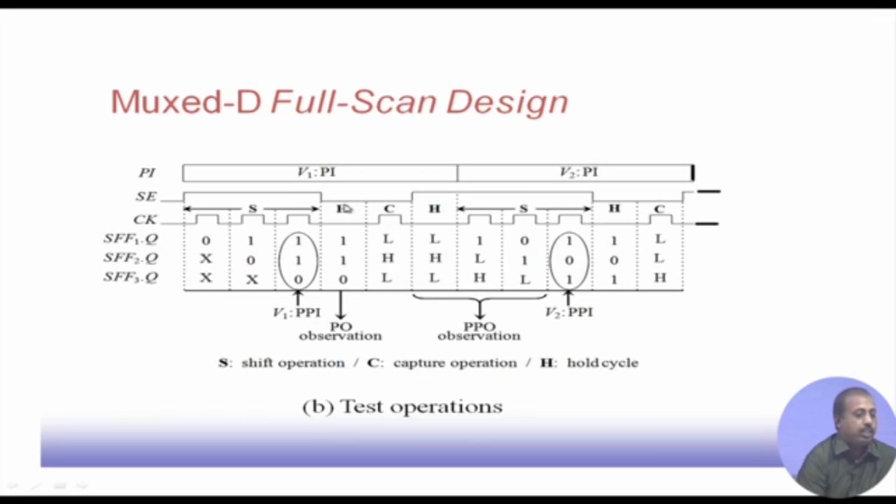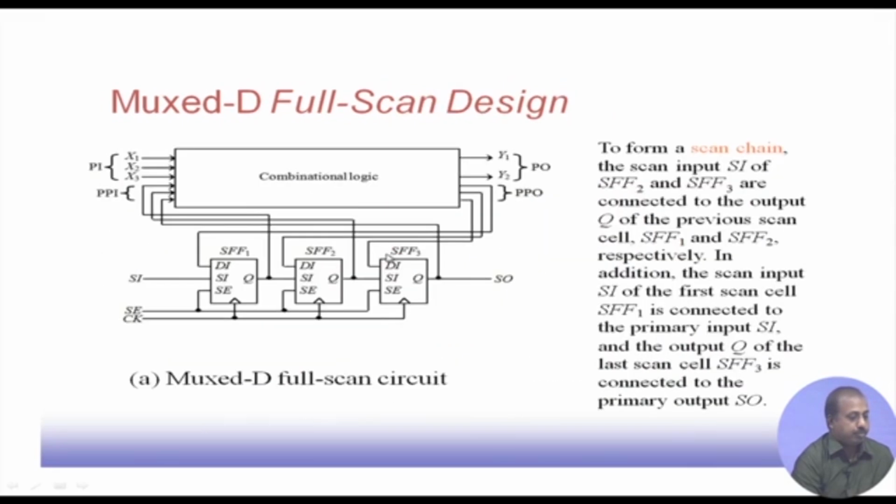In the hold cycle the combinational logic evaluates this input pattern and sets the primary outputs and pseudo primary outputs to proper values. Then in the capture cycle the pattern that we have is captured onto the flip flops. From the combinational logic output, the bits get captured onto these 3 scan flip flops through their data input line.